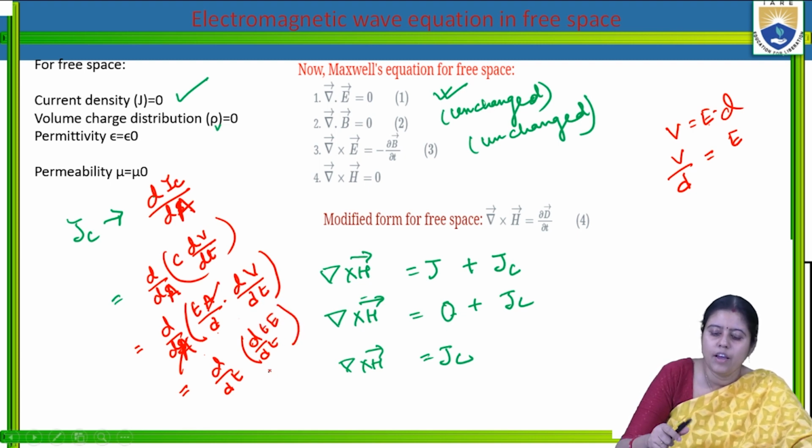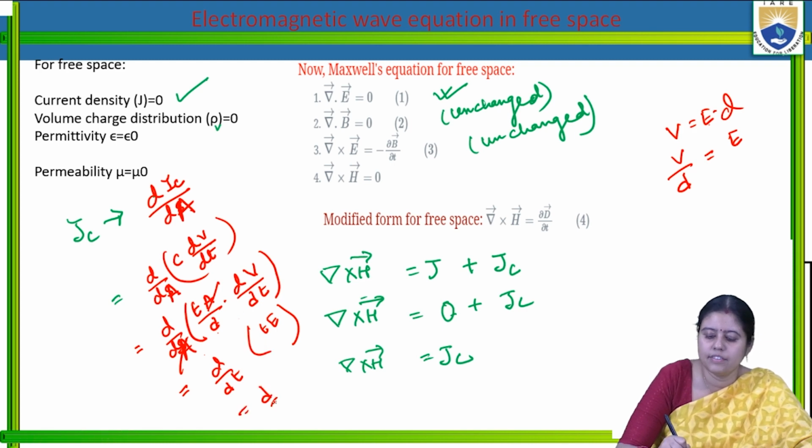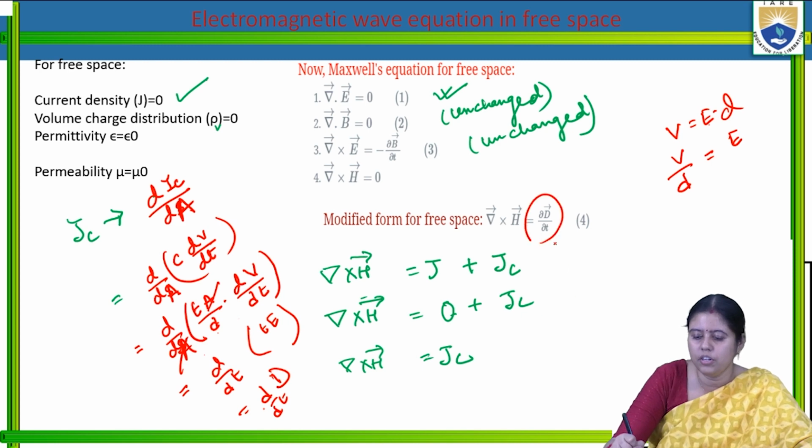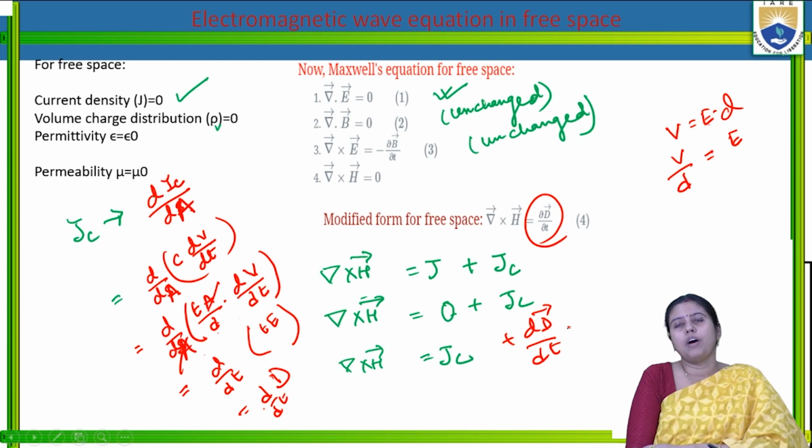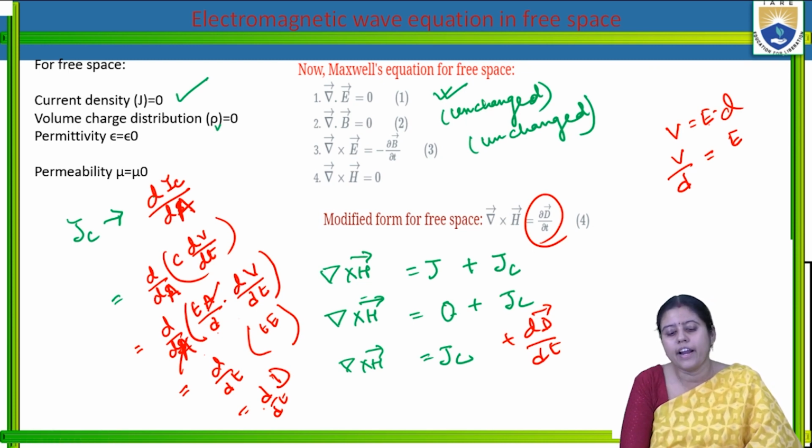Epsilon into E. What is the meaning of epsilon into E? Epsilon into E is nothing but the D. So Jc is equal to dD by dt. So what we got here? We know current Jc is equal to current by area.